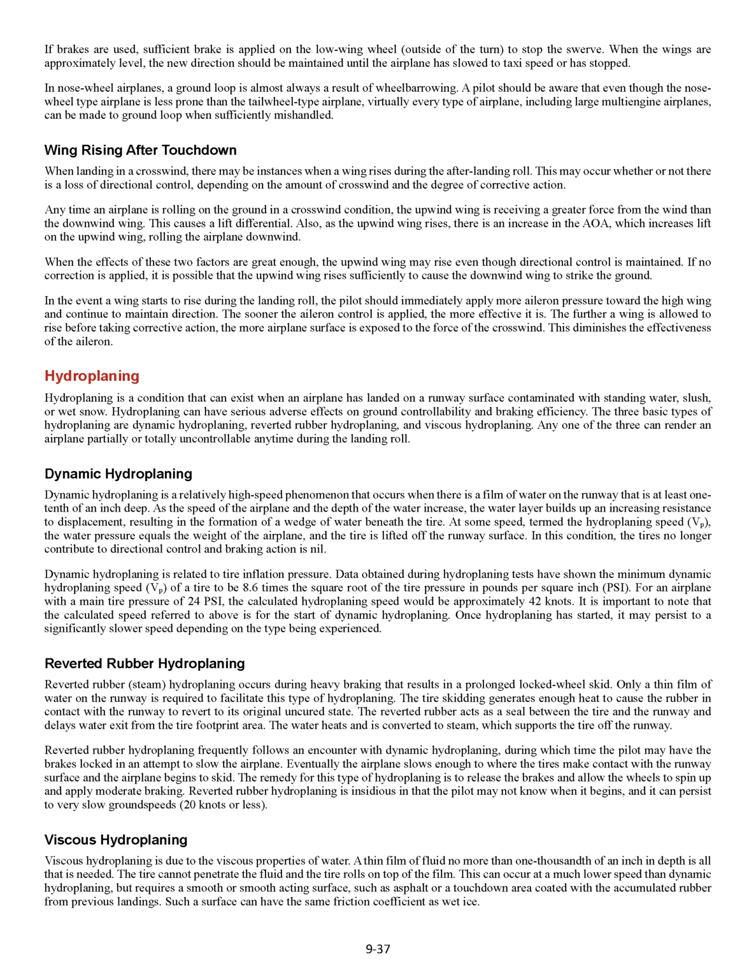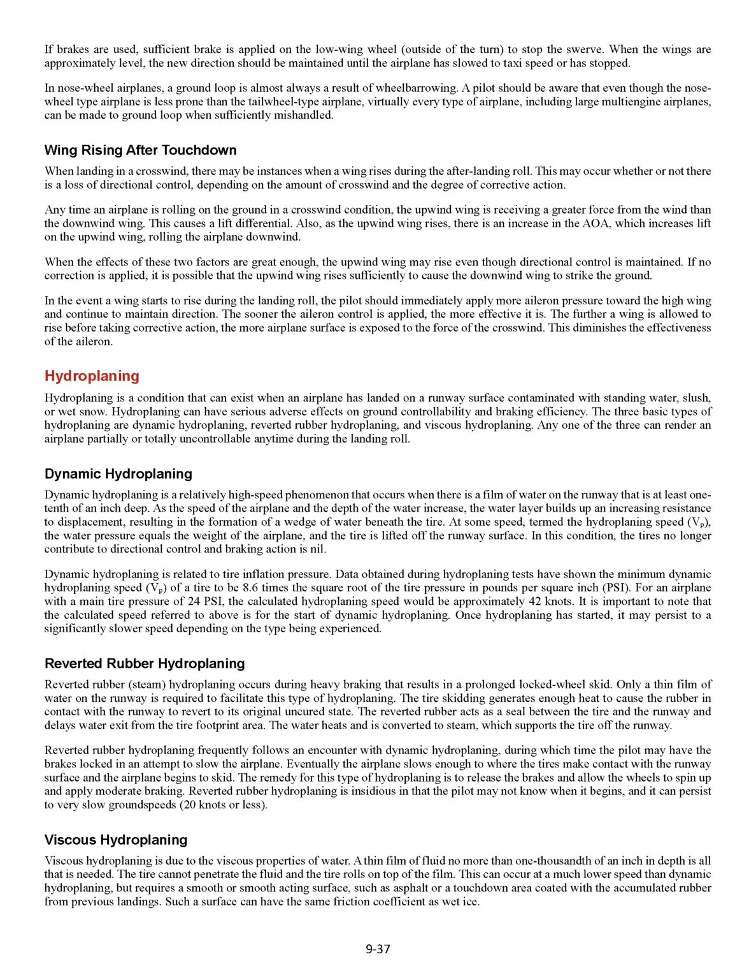Dynamic hydroplaning is related to tire inflation pressure. Data obtained during hydroplaning tests have shown the minimum dynamic hydroplaning speed, VP, of a tire to be 8.6 times the square root of the tire pressure in pounds per square inch, or psi. For an airplane with a main tire pressure of 24 psi, the calculated hydroplaning speed would be approximately 42 knots. It is important to note that the calculated speed referred to above is for the start of dynamic hydroplaning. Once hydroplaning has started, it may persist to a significantly slower speed depending on the type being experienced.